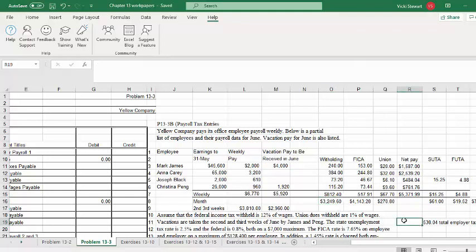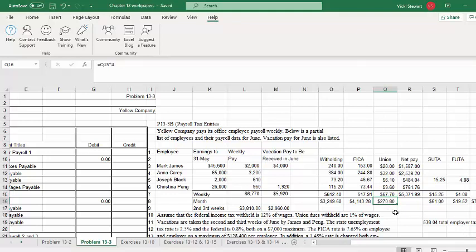The next thing the problem tells us is that union dues withheld are 1% of the wages. So I made a column for the union dues, and each one of these is 1% of the employee's weekly pay. So each one of these calculates 1%, and this is the total for the week, and this would be times 4 for the month.